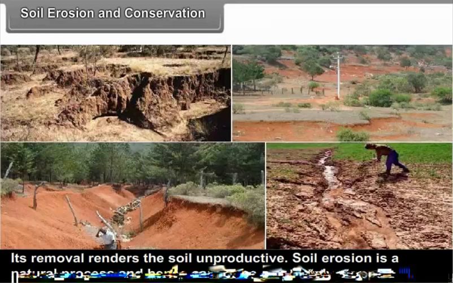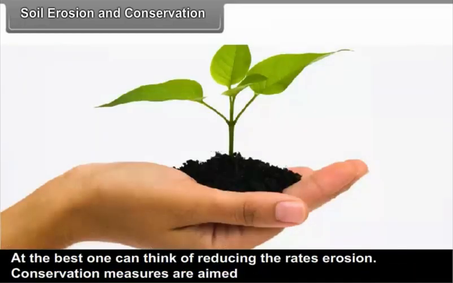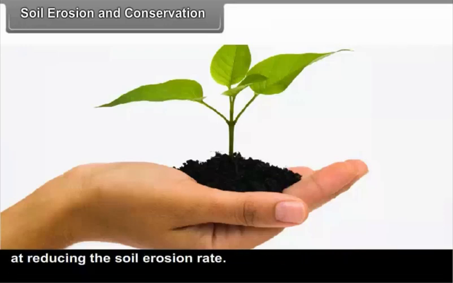Soil erosion is a natural process and hence cannot be completely stopped. At best, one can think of reducing the rates of erosion. Conservation measures are aimed at reducing the soil erosion rate.